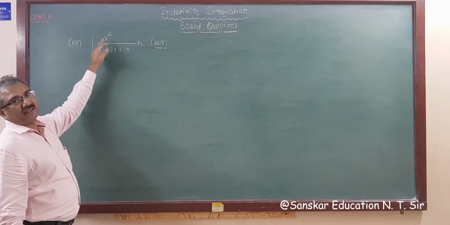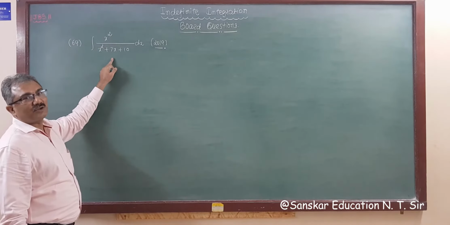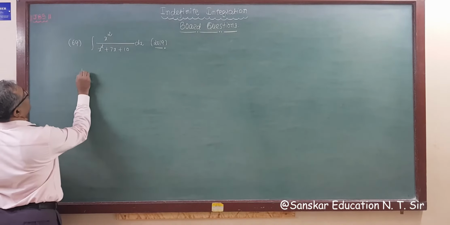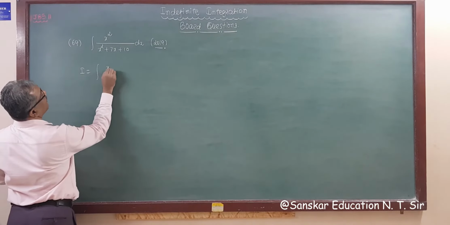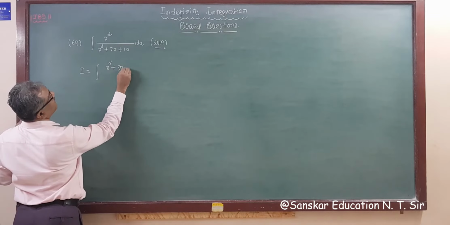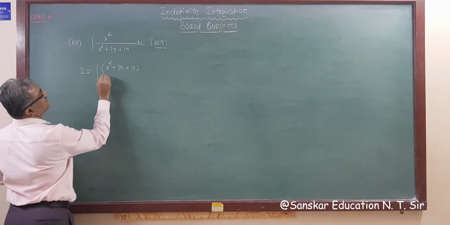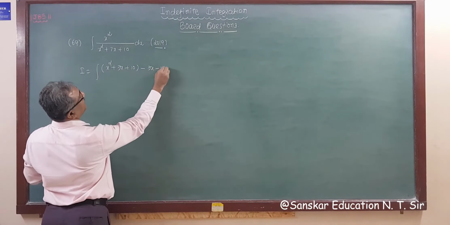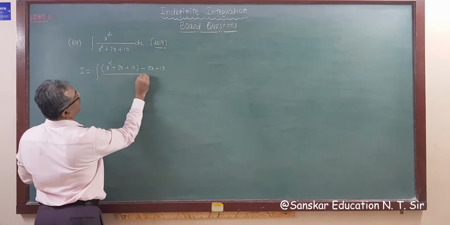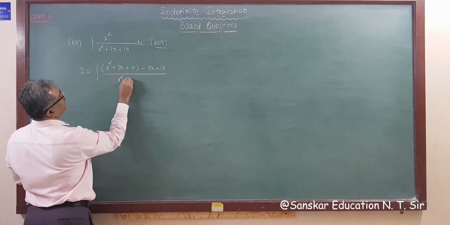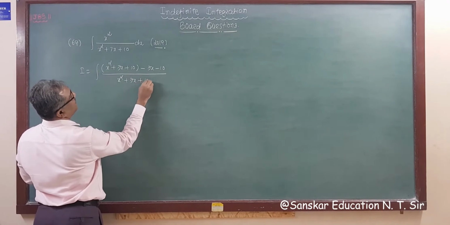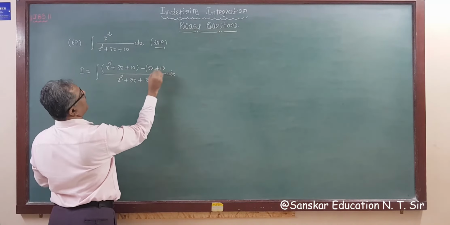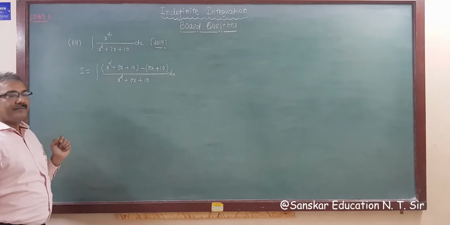X square. So that means this is not a proper rational function. We have to adjust the denominator in the numerator. So I will be integrating x square plus 7x plus 10. Since we added 7x plus 10, we have to subtract 7x and 10, right? The whole upon x square plus 7x plus 10 dx. So we add and subtract 7x plus 10.